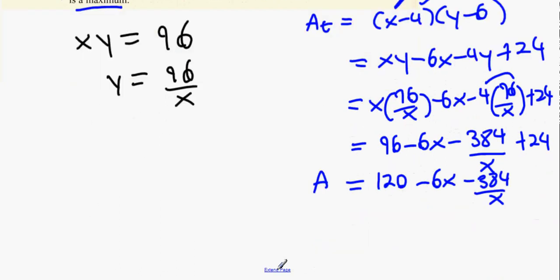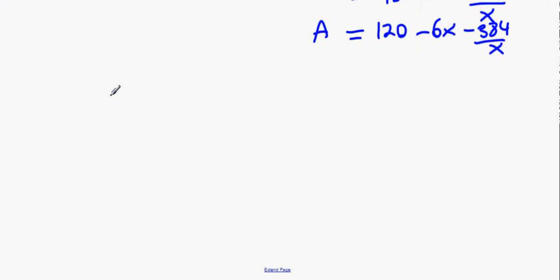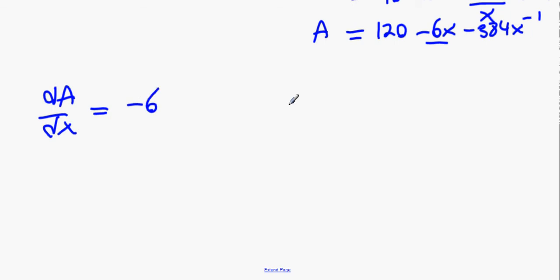So if it's a maximum, we once again have to differentiate it. Now I'm going to change this 384 over x to 384 x to the minus 1. Makes it easier to differentiate. Then when I differentiate, the 120 disappears. This turns into minus 6. And then I'm going to multiply minus 1 by minus 384, which is going to be plus 384. Take 1 away from the power, and we're going to get x to the minus 2.